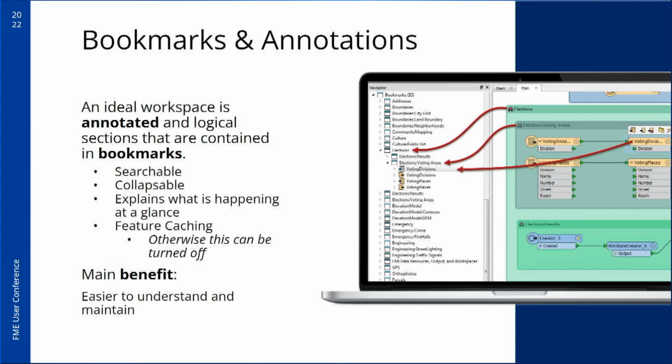On the note of feature caching, this is generally an authoring-only parameter that we suggest you use. So if you're building out the workspace for the first time and you need to see how the data is changing as the workspace goes along, that's where you'll have that on. But if you're running anything in production and you don't have it on an FME Server, running in an automation or a schedule or something like that, turn feature caching off and you'll notice things run a lot faster. So the main benefit of annotations and bookmarks really is it makes the workspace just easier to maintain down the line.